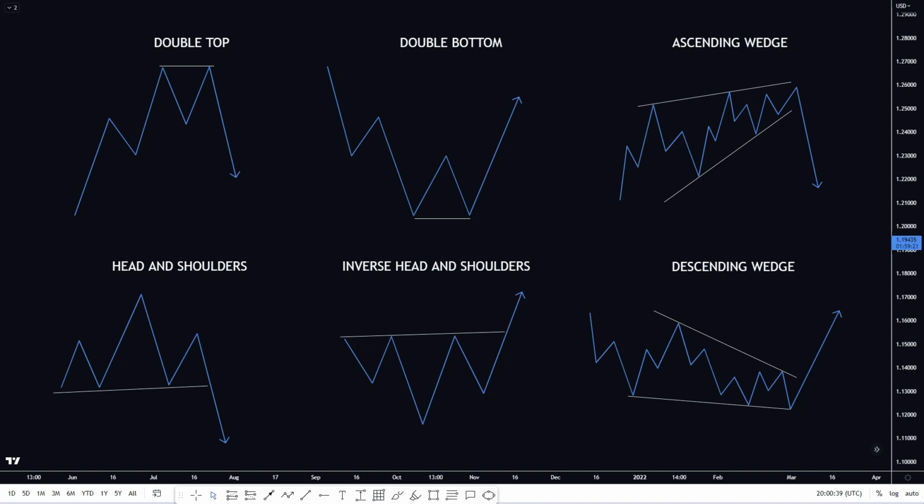So now let's have a little look at the continuation patterns. There's a couple in there that are quite similar to the reversal patterns, but again they're going to be in slightly different areas of the charts, so it's really good to get an understanding of how these patterns can be presented. So let's get into that now.